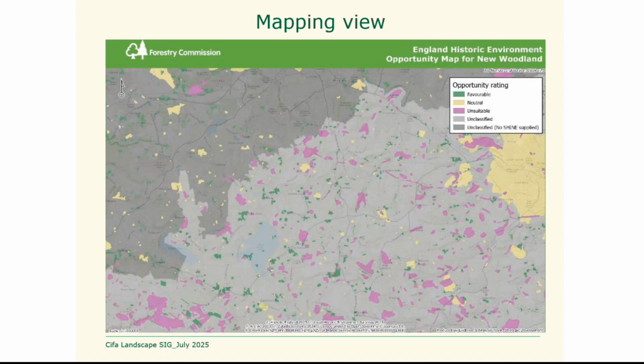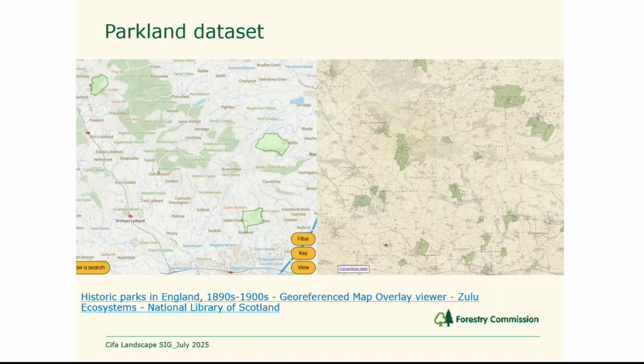And the difference here, you can see dark grey and light grey. Light grey is where we have SHINE data, and you can see a lot more unsuitable pinks showing up in that area because we have the SHINE data showing. And in the dark grey, we don't have SHINE data, and as you can see, we haven't got so much unsuitable showing in those areas.